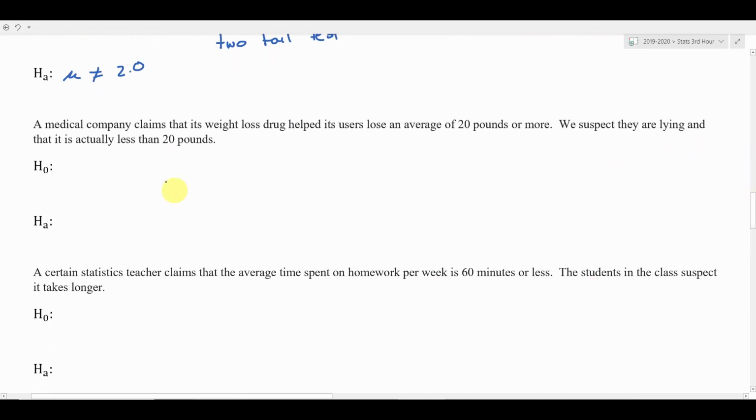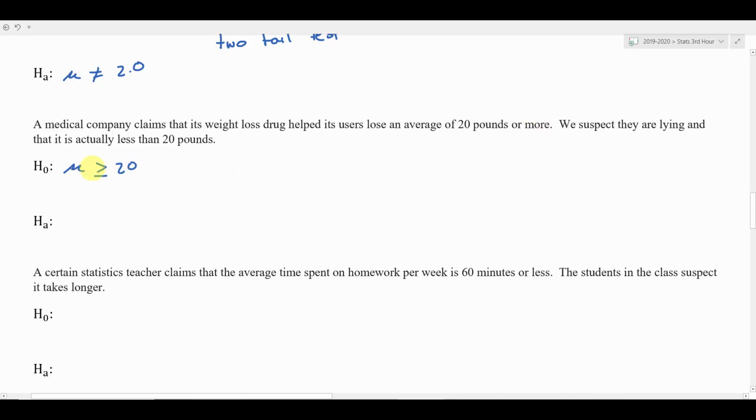Right? Then this one, we have a medical company that claims that its weight loss drug helped its users lose an average of 20 pounds or more. Right? So the assumption is that if you take this drug, you'll lose 20 pounds or more. All right, so that is the assumption. So I'm going to say the mean weight loss, right? We'll just use a symbol for mean here. And we're not going to say equals 20 pounds because if you notice the wording, it says 20 pounds or more. So we're going to say greater than or equal to 20 pounds.